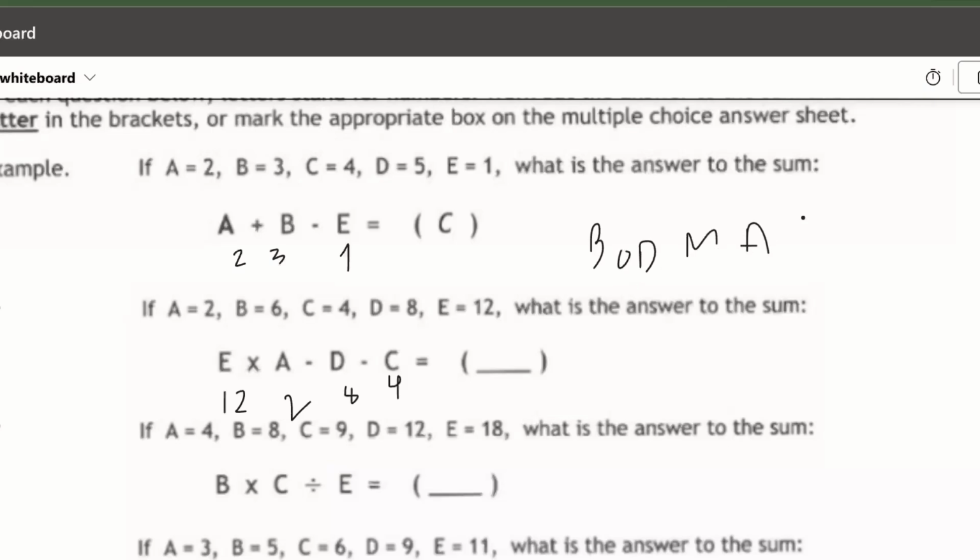And that is the order you should be doing your questions. We have multiplication first, which is going to be 24 minus 8 minus 12, which is basically 12. So as a letter, it's going to be E.